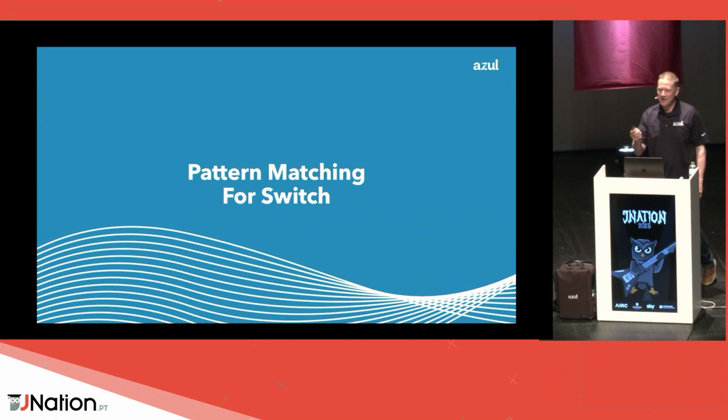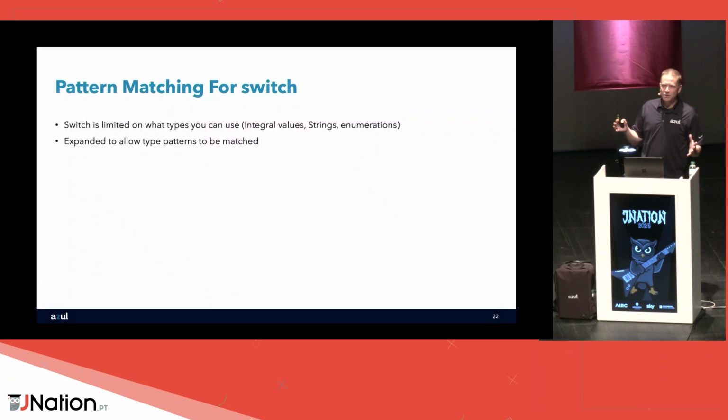Right, moving on. Pattern matching for switch. If we look at the switch statement and even the switch expression, we are limited on what we can switch on. So initially, we could only switch on integral values. Then we introduced the idea of being able to switch on strings, and we also allowed switching on enumerations. What we've now done is to extend this so that we can switch on type patterns as well.